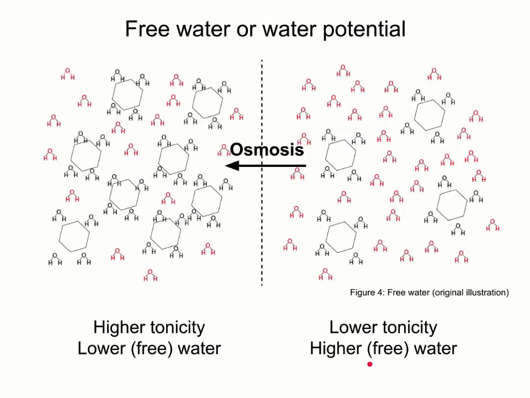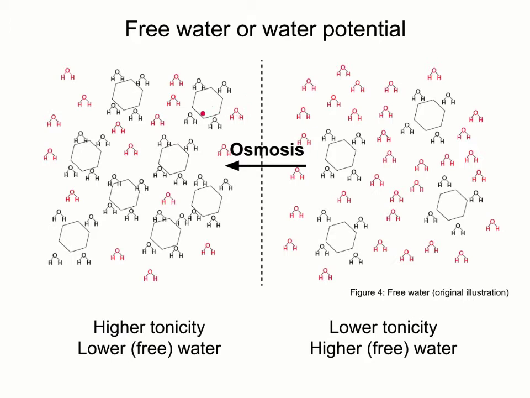Why does water move to an area of higher tonicity? I'll try and explain that on the next slide, but if you don't get it, don't worry about it. Know these definitions and you'll be fine. This is why water moves from lower tonicity to higher tonicity.